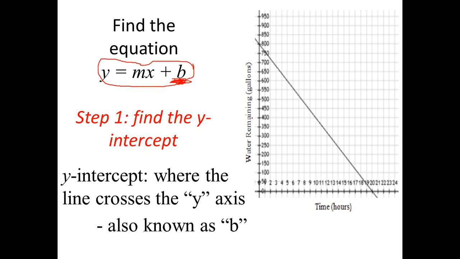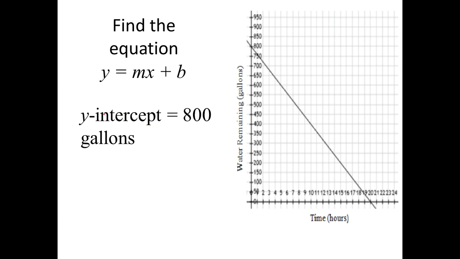All right, so I'm going to look over here where this is my y. And this line crosses right here at 800. So as such, that is going to be my y-intercept value, or my b. Remember, there is a quiz tomorrow. You might want to make sure you write this down. So my y-intercept equals 800 gallons.